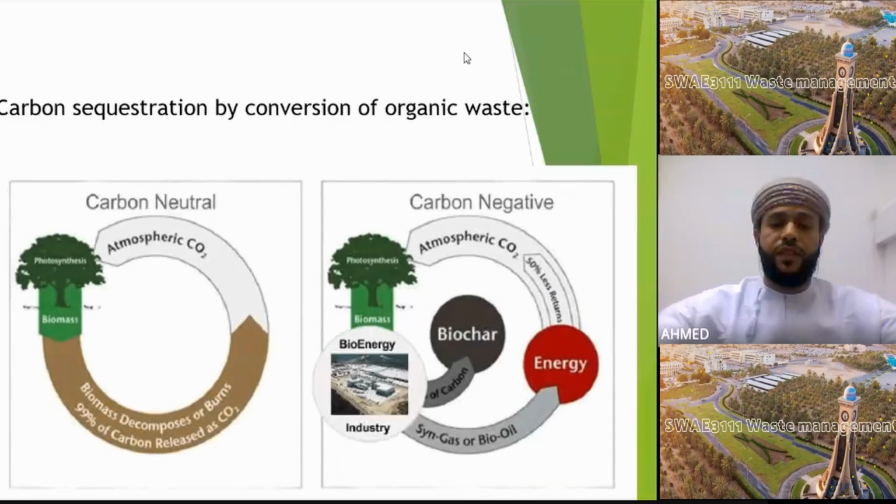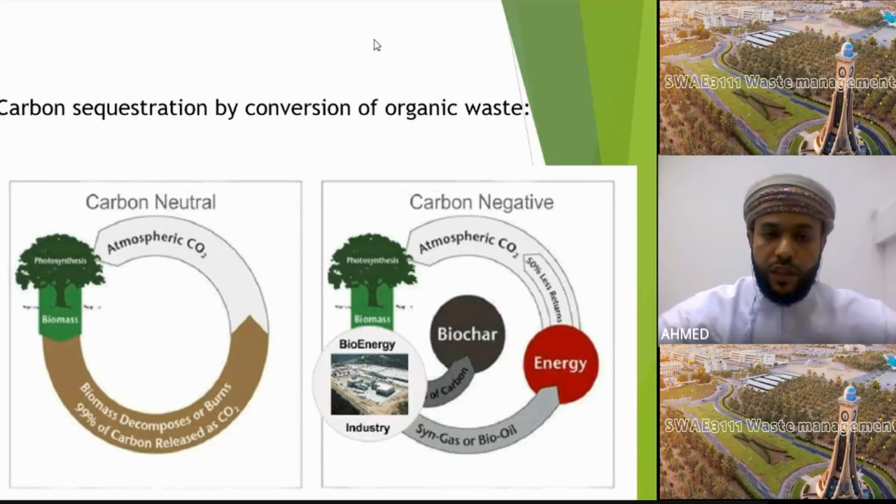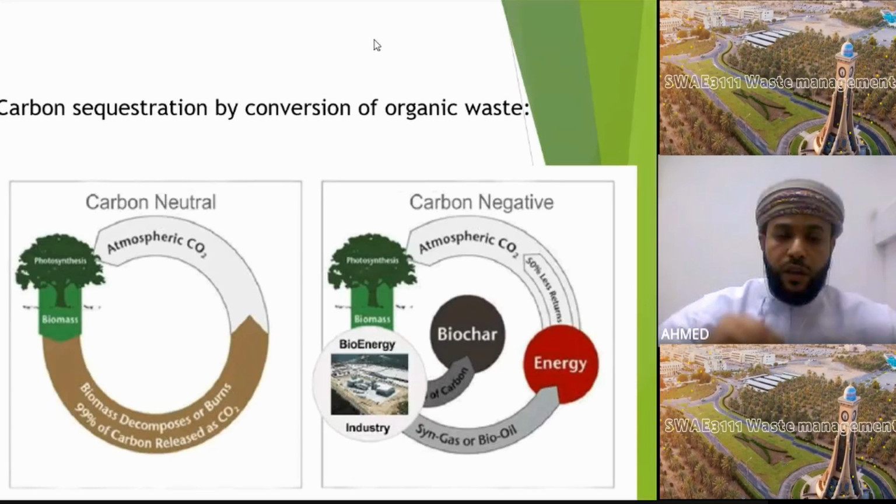Here we can see how biochar can sequester carbon. When we convert organic waste to biochar, we sequester the carbon, or we make it stable. It will not be released back to the atmosphere. In the normal way, when we do not char or convert any organic materials, they will decompose or burn. So 99% of the carbon will be released to the atmosphere. But when we convert these organic materials to stable carbon, like biochar, only 50% will be released to the atmosphere. So by this way, we can sequester the carbon, and we decrease the emission of carbon dioxide to the atmosphere.